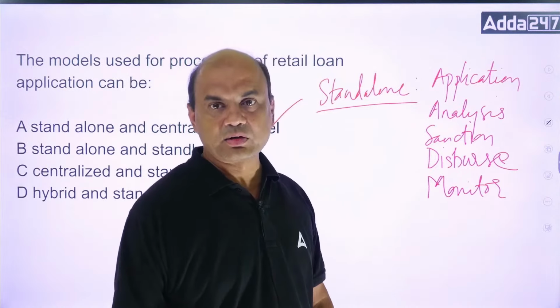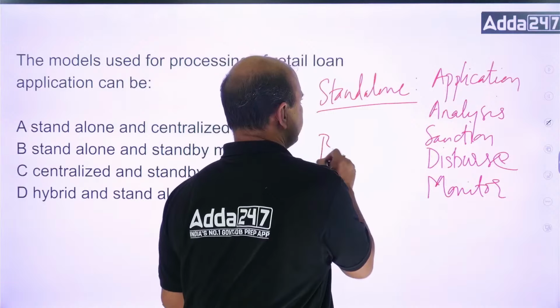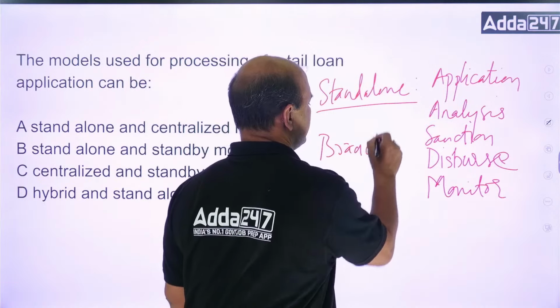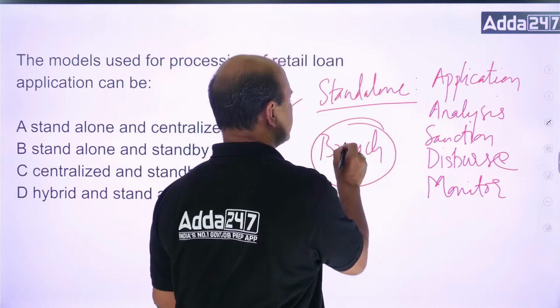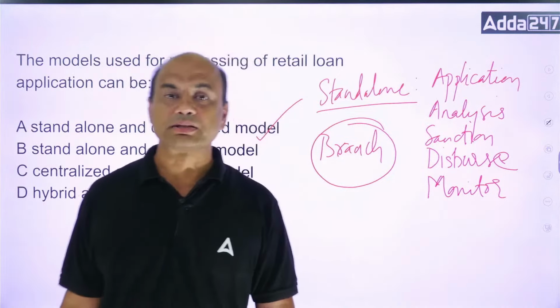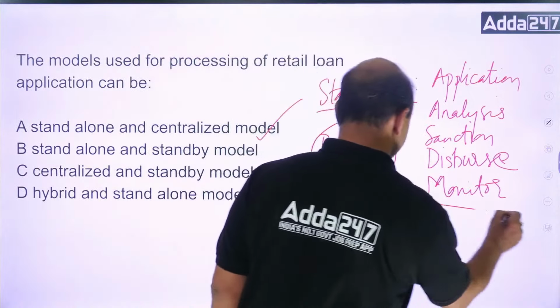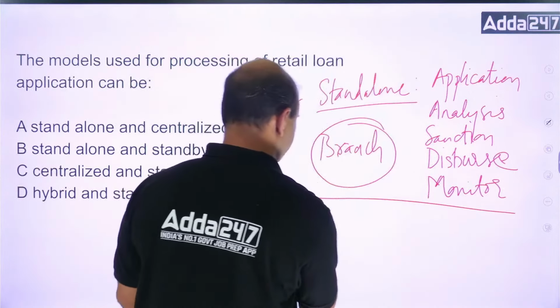Remember, standalone model means all these steps are done at the branch level. Everything is done at the branch level. Second one, CPU model. CPU means centralized model.